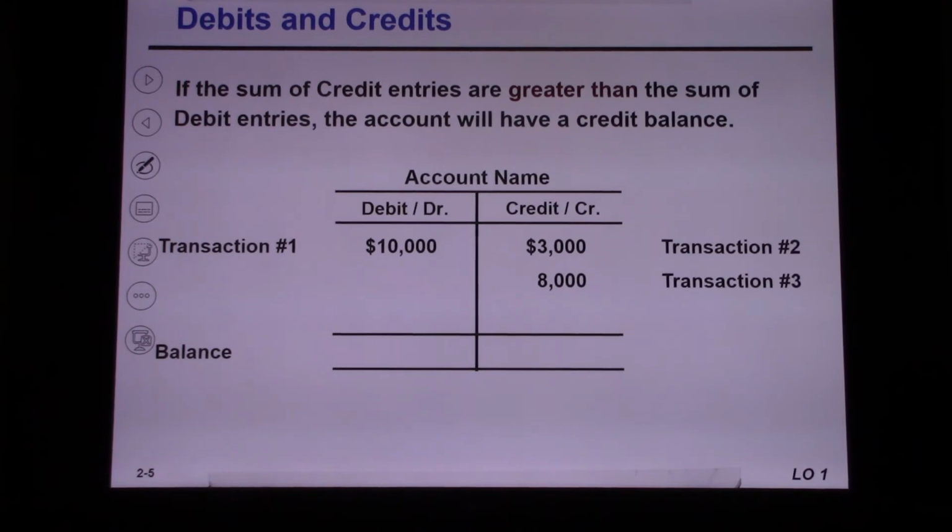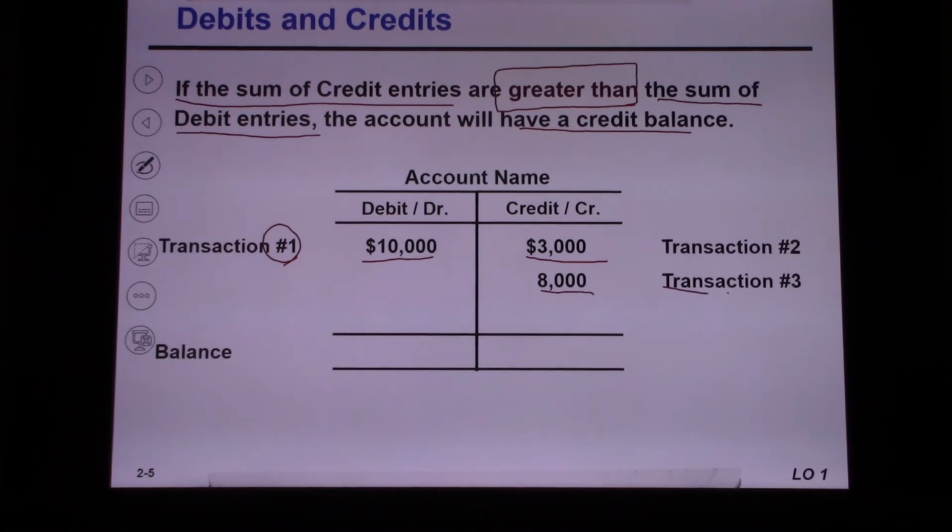Okay, what if the sum of credit interest is the opposite of what we have discussed? If the sum of credit interest is greater than the sum of debit interest, the account will have a credit balance. So here, transaction number 1 was debited by $10,000. Then we have transaction number 2 on the credit side by $3,000, and transaction number 3 by $8,000, also on the credit side.